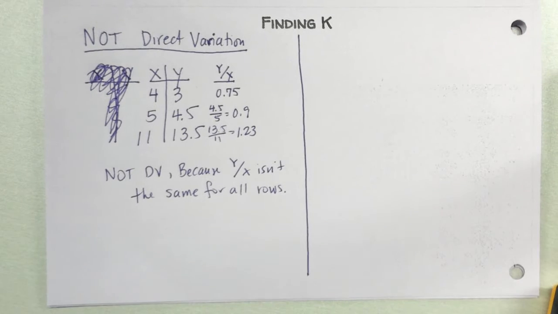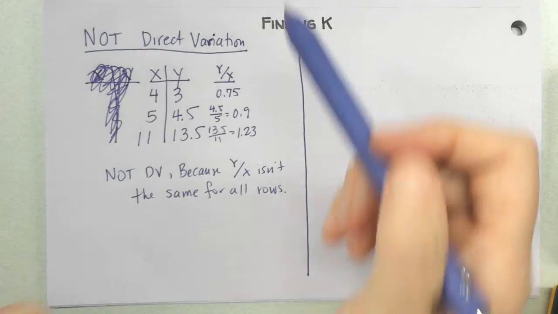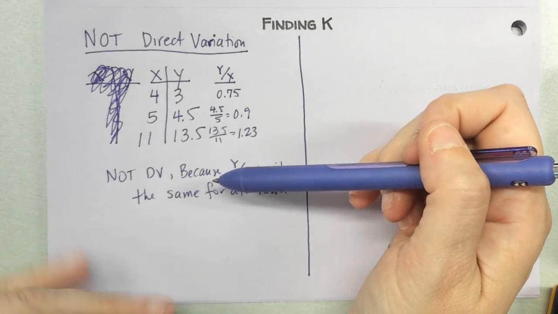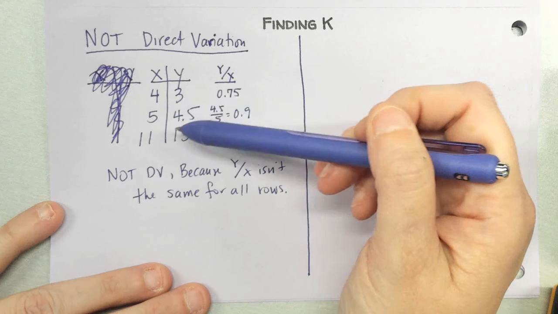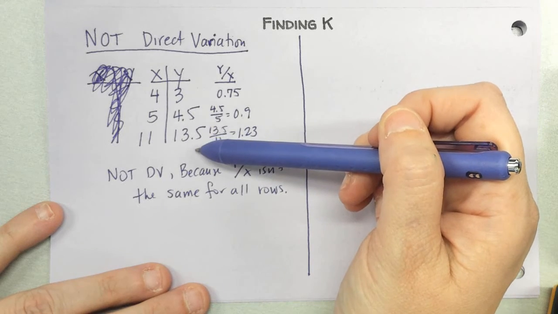But because they're all different, or even if just one of them is different, that's one of the things they like to do to mess with you on tests. When they're trying to get you to see what it is, they'll make the first 3 rows work, and then the last one doesn't.